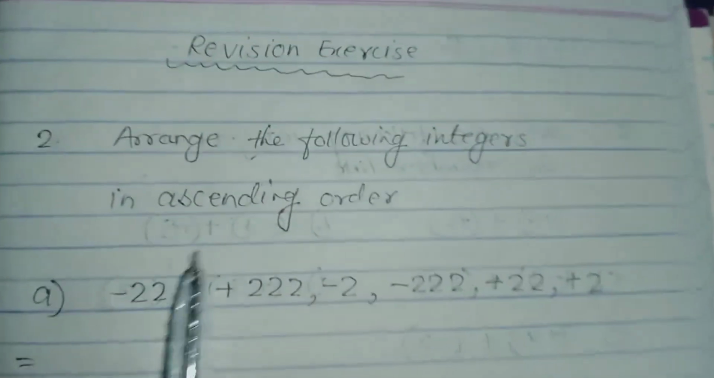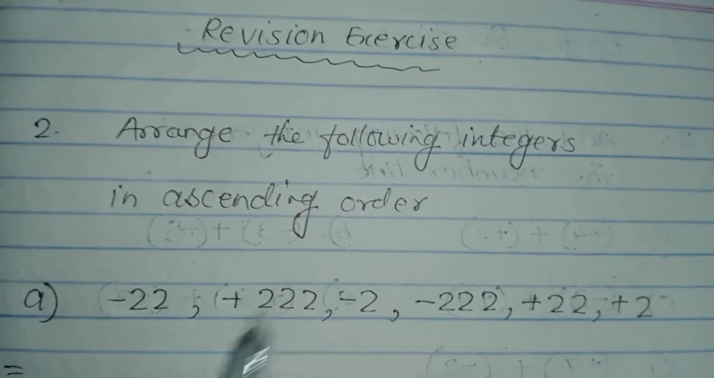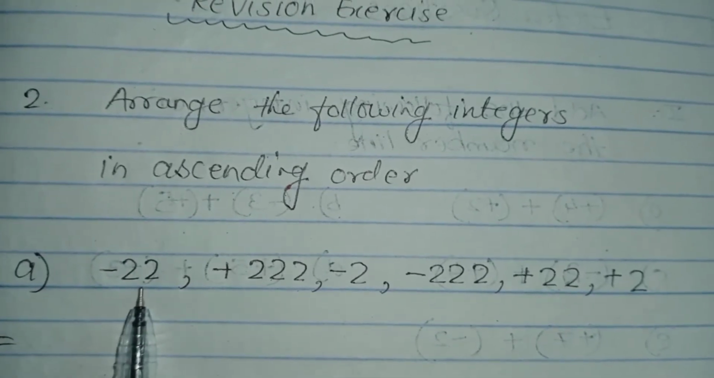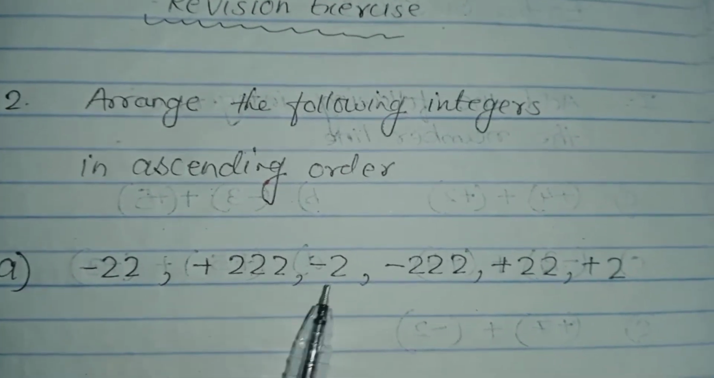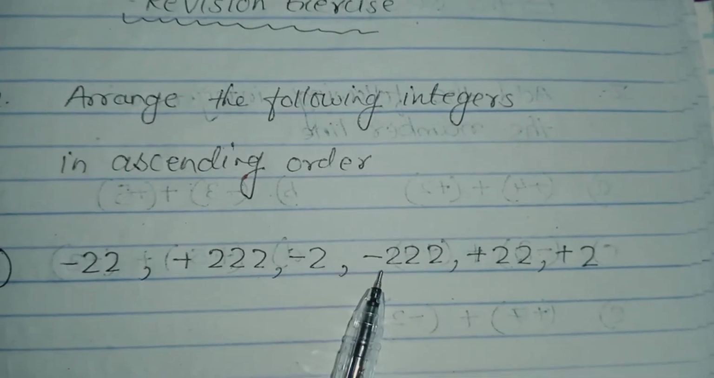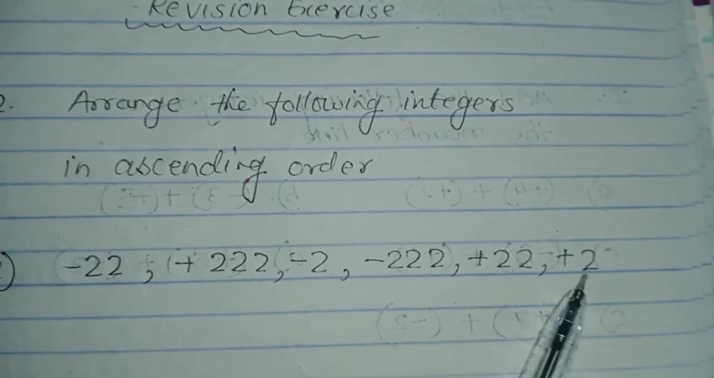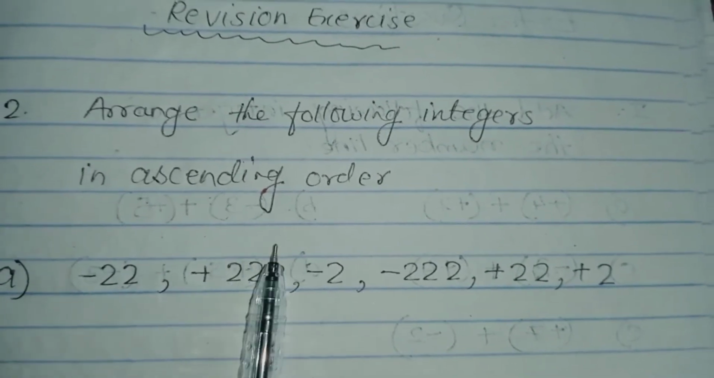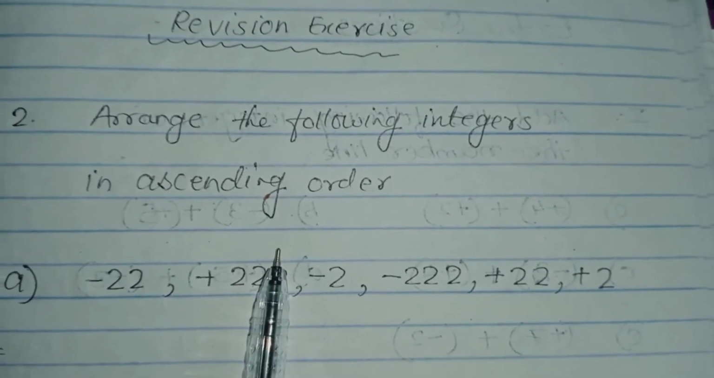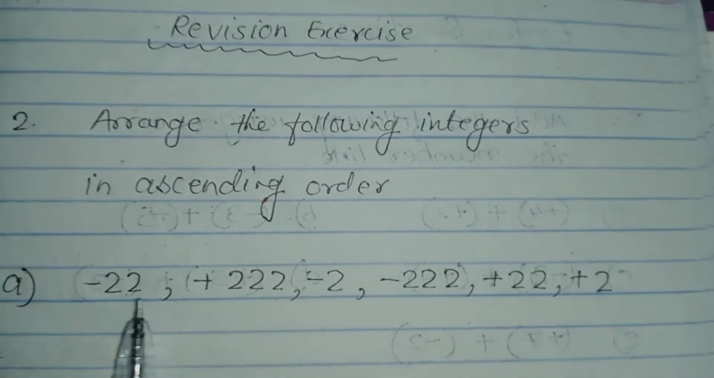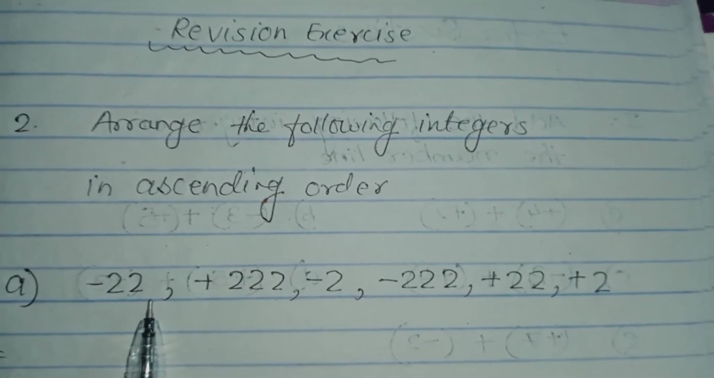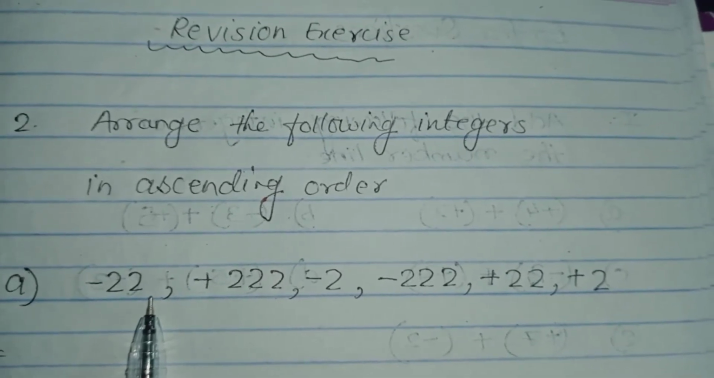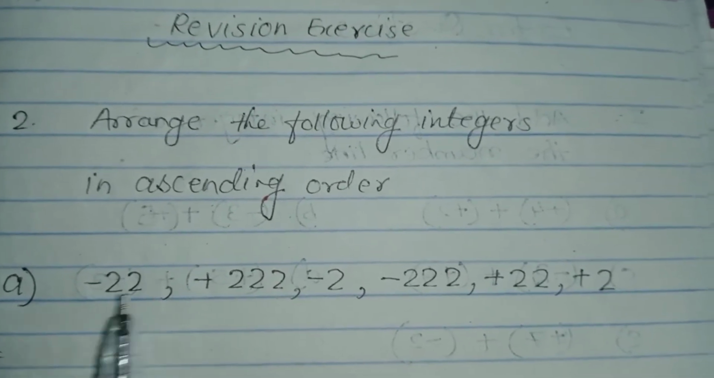So question number 2, arrange the following integers in ascending order. A. So let's see the numbers first. This is minus 22, plus 222, minus 2, minus 222, plus 22, plus 2. We have to arrange this in ascending order, which means small to big. I have said that all the negative integers are less than positive integers. So we will see the negative integers first.